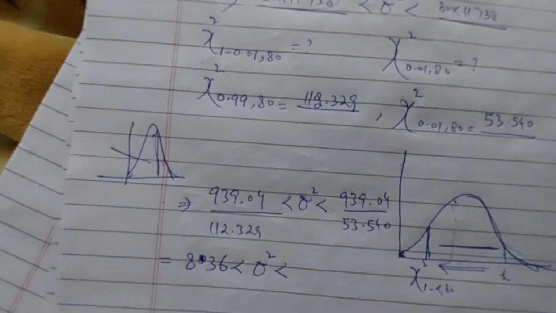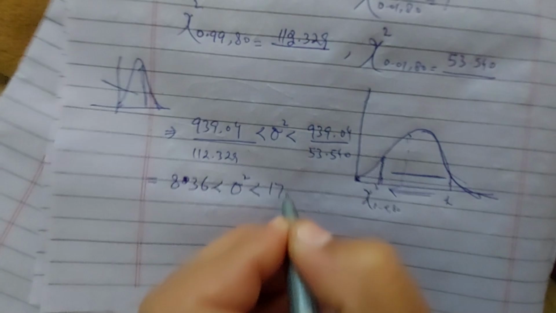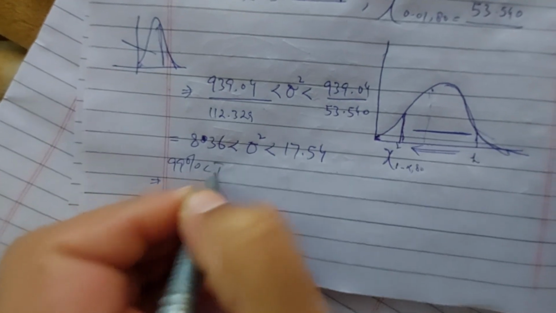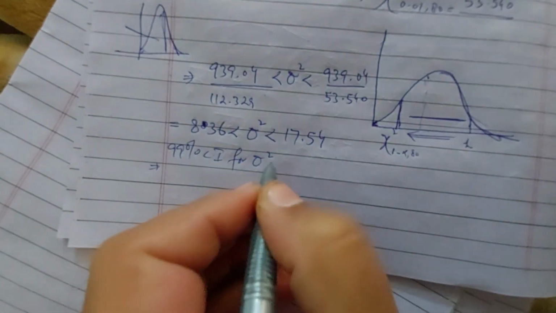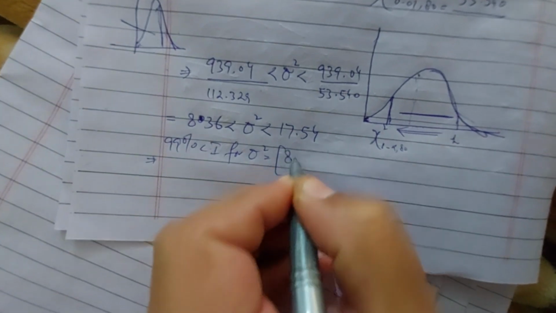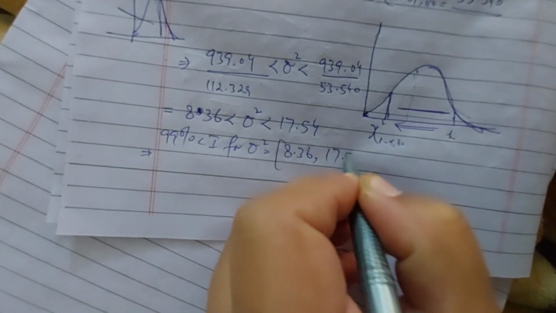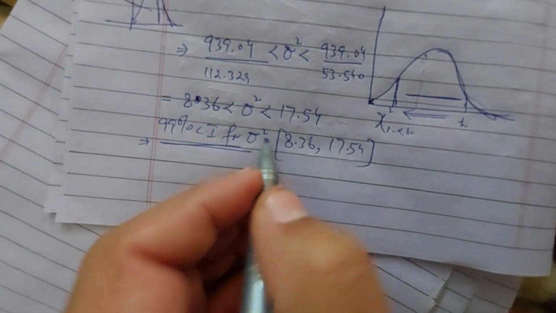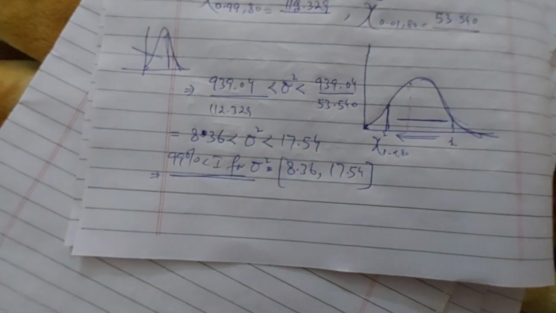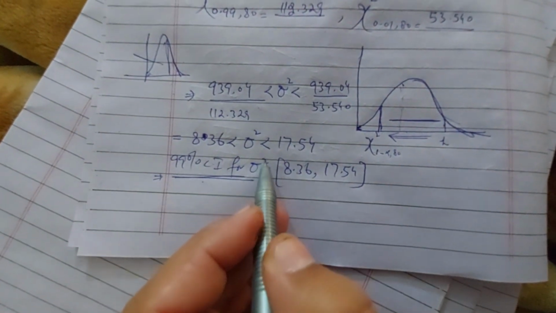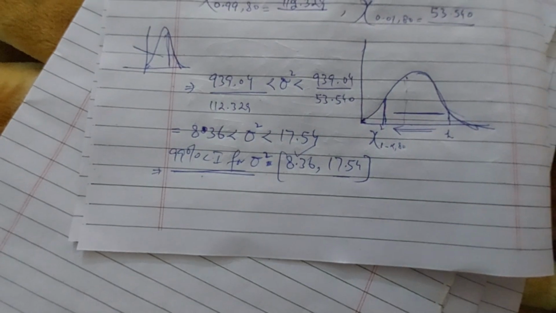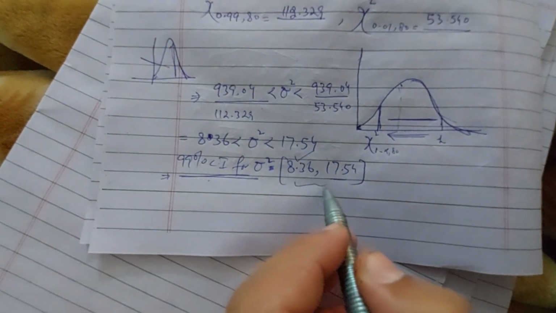We get 17.54. So the 99% confidence interval for sigma square is equal to 8.36 and 17.54. So we are 99% sure that the variance of the population will lie between 8.36 and 17.54. This is our estimation based on the chi-square formula.